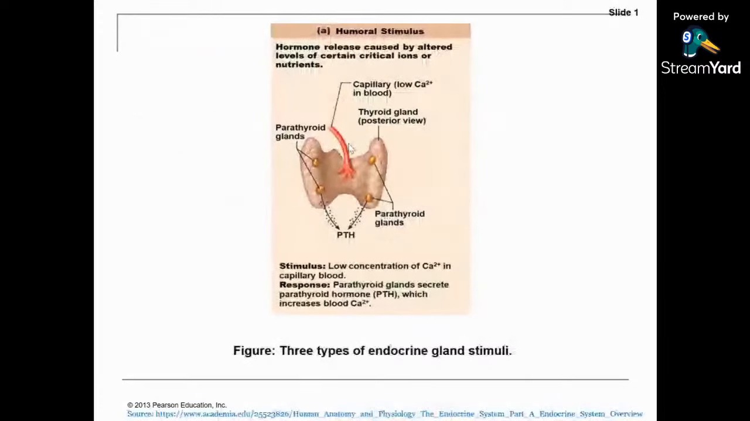There are three types of endocrine gland stimuli. First one, humoral stimuli, where body fluids or ion alterations occur. As an example, when the calcium level decreases in the blood, it activates the parathyroid gland. This parathyroid gland then releases parathyroid hormone, which helps to maintain the calcium balance in the blood.